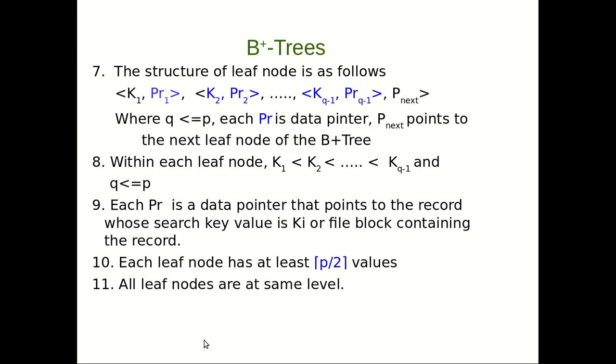Now the structure of the B plus tree leaf node has the form K1 PR1, K2 PR2 like that, and the last one is a pointer to the next node. PR indicates data pointers, and within the leaf node K1 is less than K2; that ordering must be the same in the leaf, root as well as intermediate node. Each leaf node has at least P by 2. If P is 4, the number of key values should be 2 at least. All the leaf nodes are at the same level, this condition.